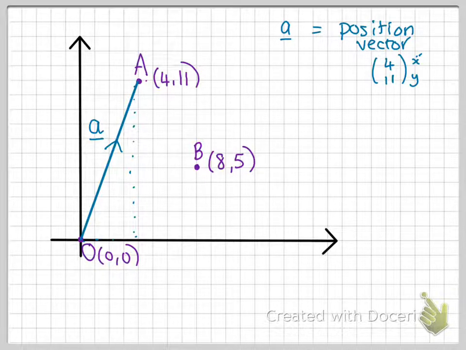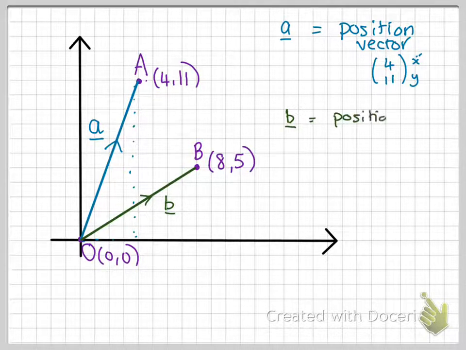with the coordinates of B. I can draw a vector starting from the origin going to point B, and I'm going to call that vector B. So small b is a position vector. And again, the components of that are 8 along, 5 up, so 8, 5.